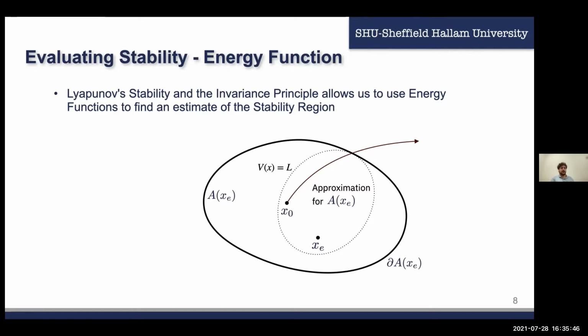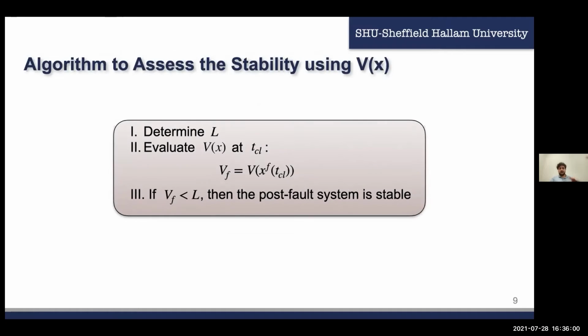And from that theory, we know that we can find an approximation for this stability region as a level curve for a Lyapunov function or energy function. So now we need to find L. Let's assume that if we can determine L, we can evaluate our energy function at the time of clearing. If our energy is less than L, it is inside the stability region, and then we are safe.